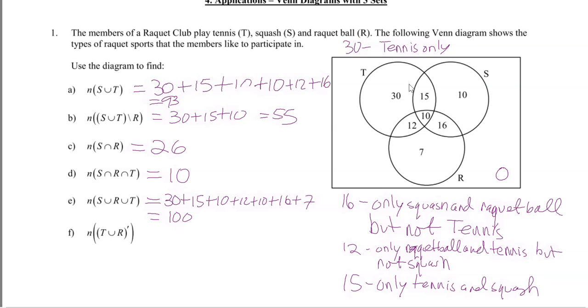T union R prime. What would that number be? How would we figure it out? What's another way of saying T union R prime? So anybody who does not play tennis or racquetball, right? So tennis or racquetball is this. So what's the number in T union R prime? 10, right? So a way to word that would be to say only squash. That's all they play. They just play squash.